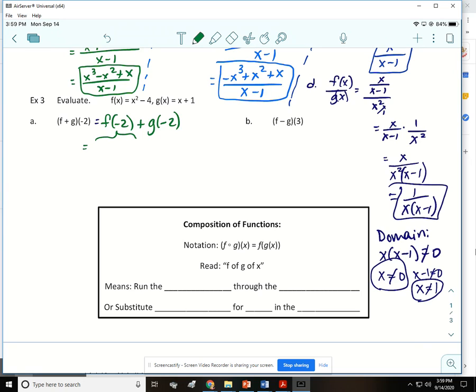So f of negative 2 means take negative 2 and put it in for x in the f function. All right, and then we're adding that to g of negative 2, same thing, take negative 2, put it in for x in the g function. All right, so then I'll just simplify those down. So that's going to be 4 minus 4, which is 0. And then negative 1 plus 1 is negative 1. 0 plus negative 1 is just negative 1.